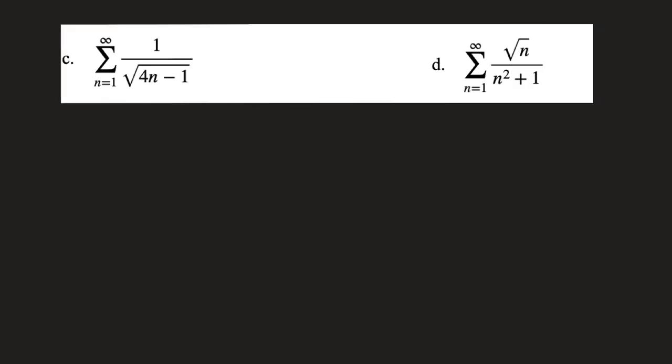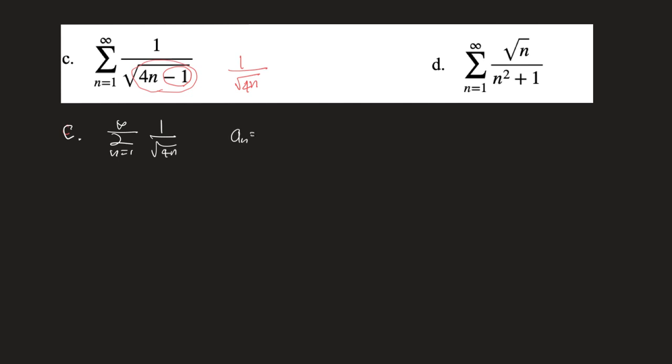Let's have another example. This one is a little complicated, but we can do this one too, guys. So first you figure out which series is going to be compared with this series. Look at the inside right here. So we're thinking about 1 over square root of 4n, okay? So we're going to compare with the sum from n equals 1 to infinity of 1 over square root of 4n. That's what we're going to do.